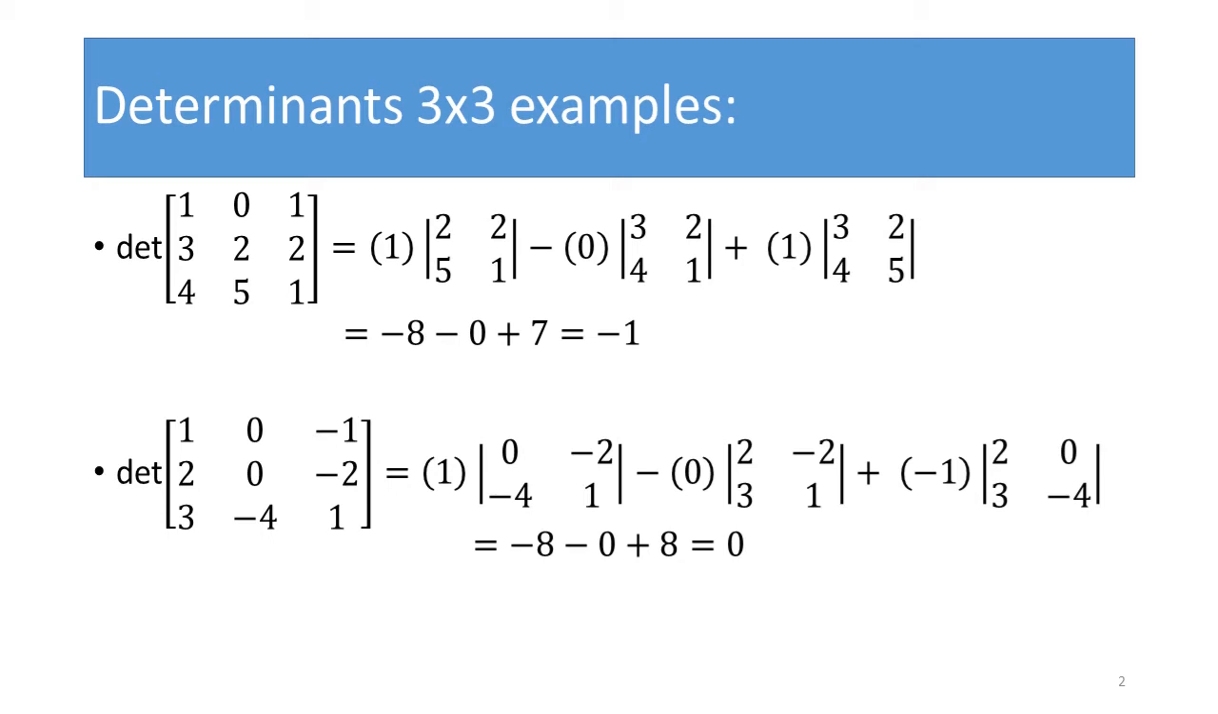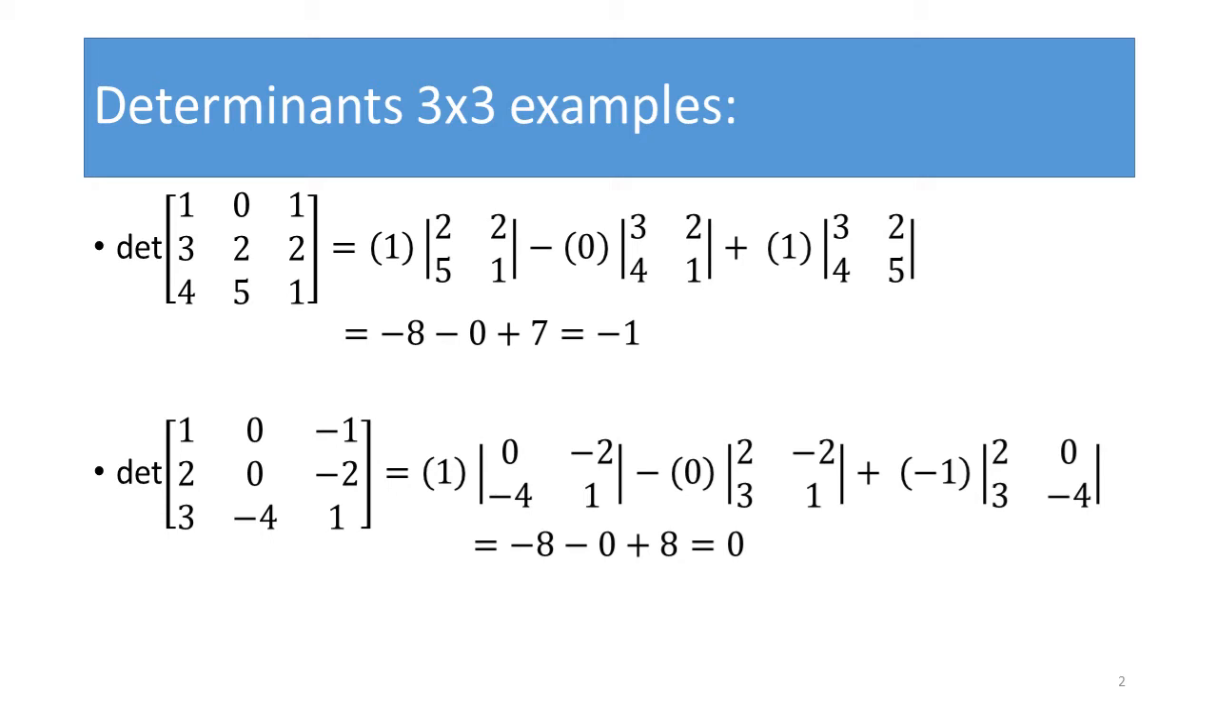Now let us go for the second example. Find the value of det, that means determinant, of 1, 0, minus 1, 2, 0, minus 2, 3, minus 4, 1. The first step is we take the first row, first column, and we have the number 1. Then we take what is remaining, that is, forget the first row and first column. We have 0, minus 2, minus 4, and 1.